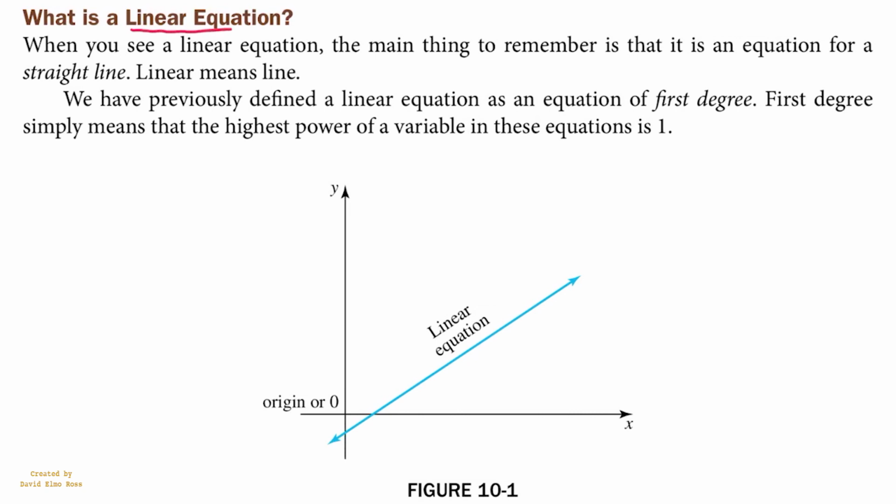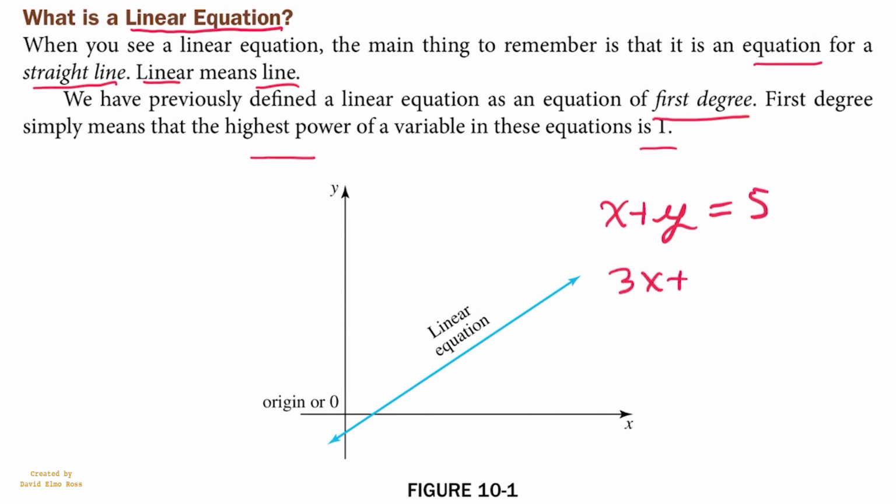A linear equation is an equation for a straight line. Linear itself means line. And a linear equation is an equation of the first degree, which means the highest power of the variable is 1. So something like x plus y equals 5 is a linear equation. Same as 3x plus 2y equals 13. Both of these are linear equations, and as we saw earlier, they form a line.